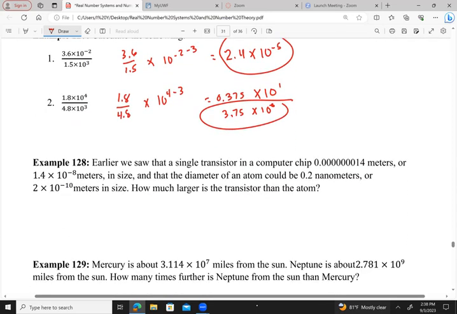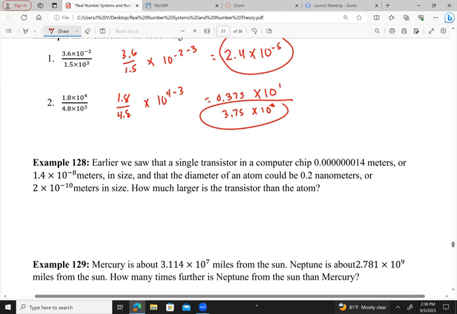Okay. Earlier we saw that a single transistor in a computer chip is 0.00000014 meters, or 1.4 times 10 to the negative 8 meters in size, and that the diameter of an atom should be 0.2 nanometers, or 2 times 10 to the negative 10 meters in size. How much larger is the transistor than the atom?